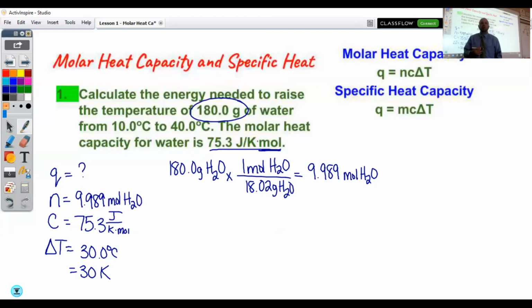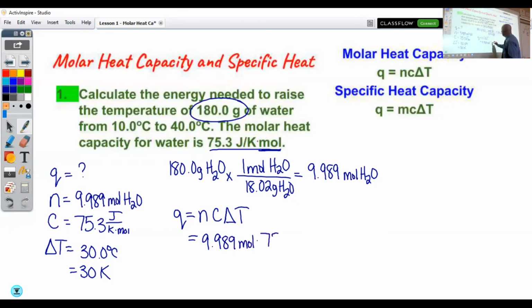So in this problem, we're looking to solve for Q, our heat energy for this problem. To do this, we're simply going to multiply all of these together according to our equation, n, C, and delta T. So we're going to have 9.989 moles times our molar heat capacity constant, 75.3 joules per Kelvin mole, times our delta T, which is going to be 30.0 Kelvin. Lost a significant figure here. I'm just going to put that back.